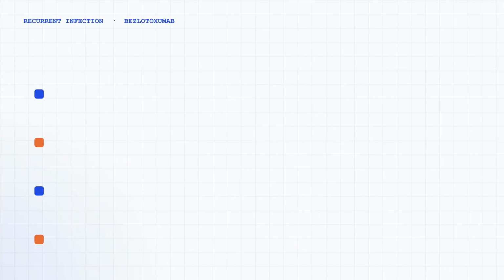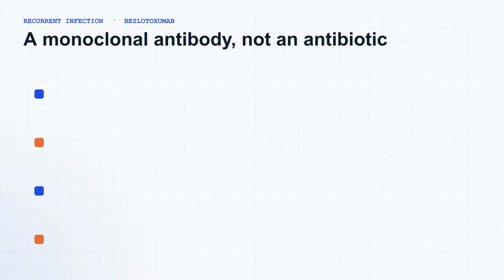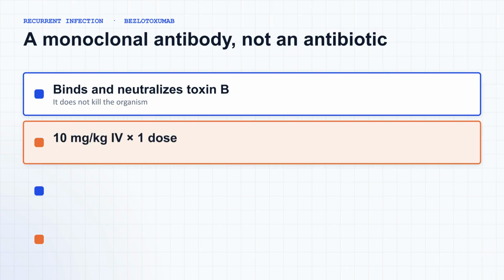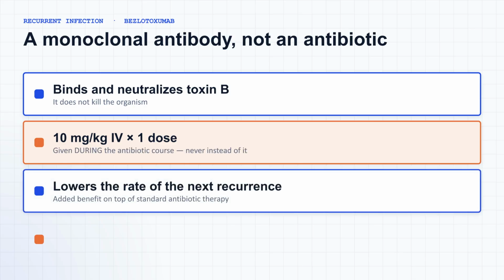There is one more tool for a first recurrence: Bezlotoxumab. It is a monoclonal antibody that binds toxin B and neutralizes it. Notice that it is not an antibiotic. It does not kill the organism. It is given as a single intravenous dose, often milligrams per kilogram during the antibiotic course, not instead of it. Adding it lowers the rate of the next recurrence.